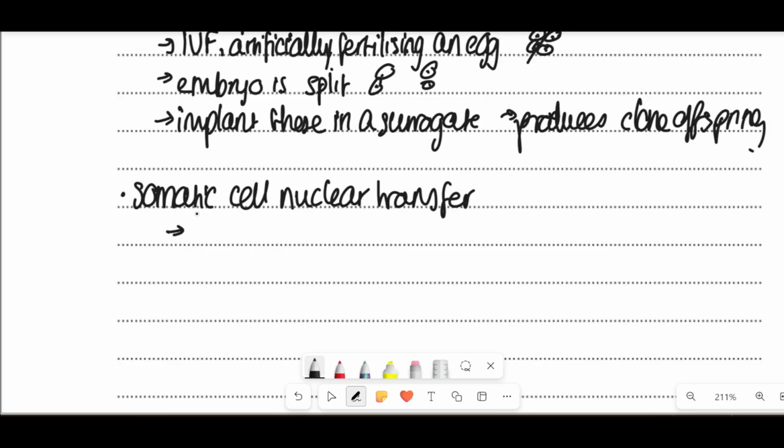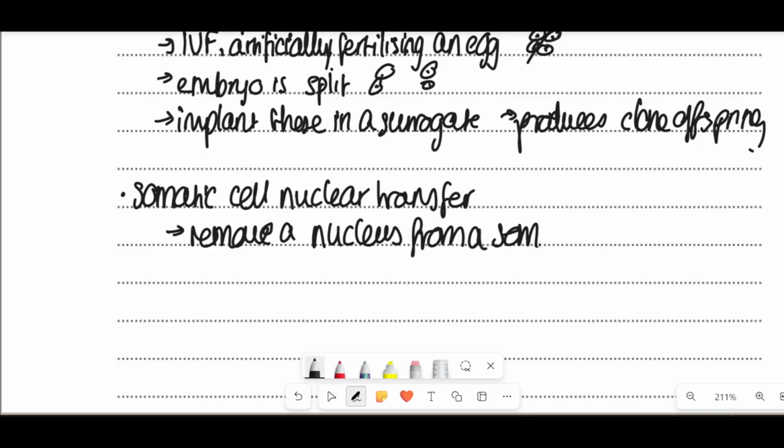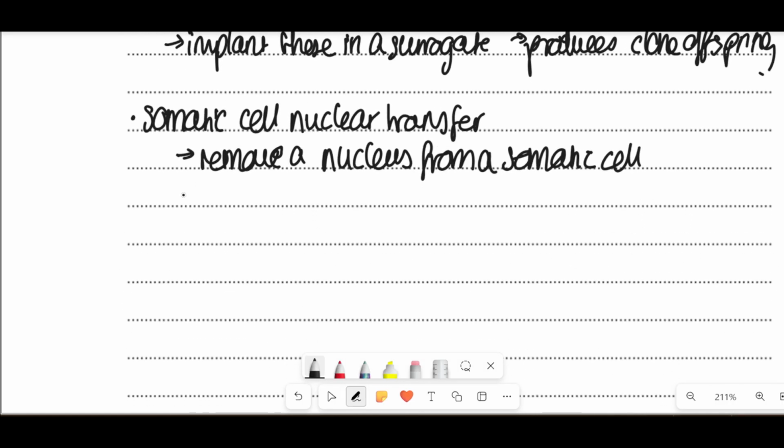So what you would do is you want to collect a nucleus. So remove a nucleus from a somatic cell. And then what you need to do is stick it in an egg. So you enucleate an egg. That means basically remove the nucleus, sorry. Enucleate an egg.